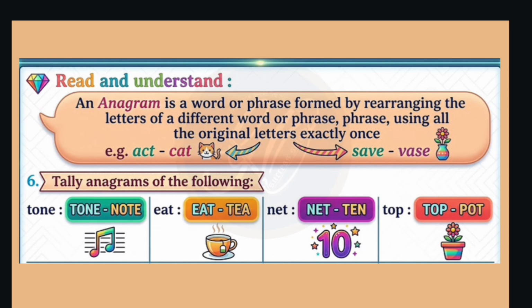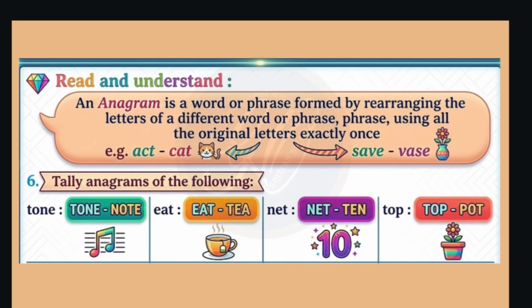Let's go ahead and understand what an anagram is. What is an anagram, children? An anagram is a word or phrase formed by rearranging the letters of a different word or phrase, using all the original letters exactly once. So in a word you have to arrange all the letters once again, but you have to use them only once.